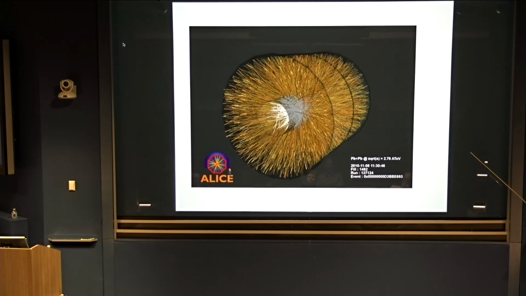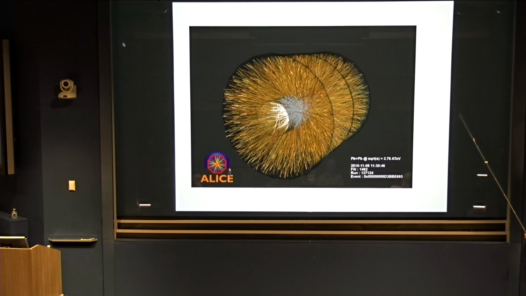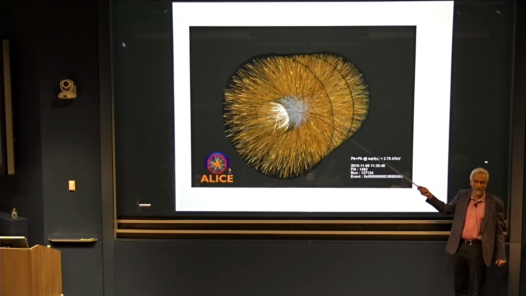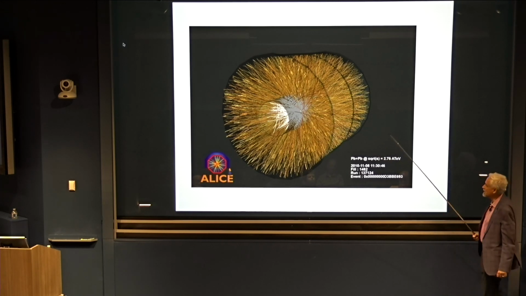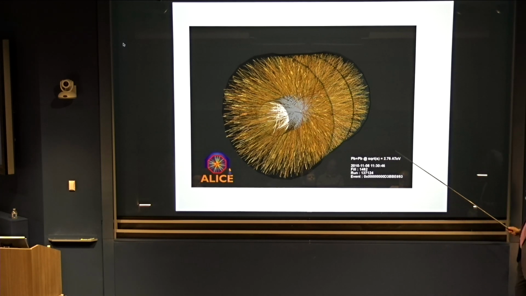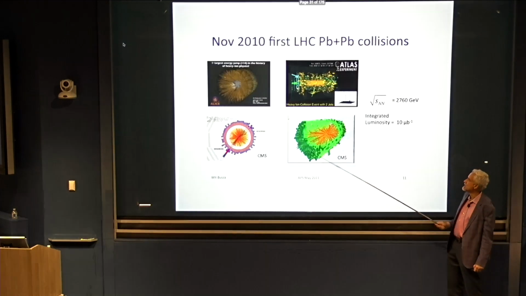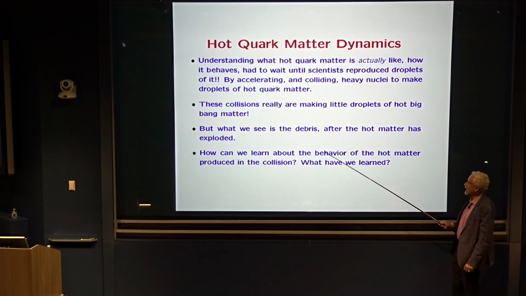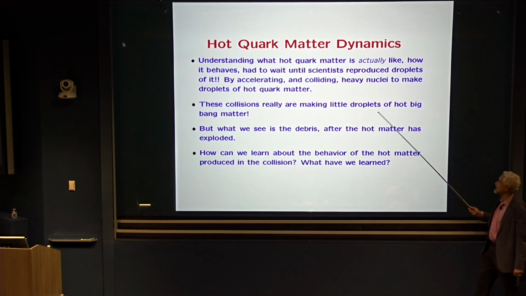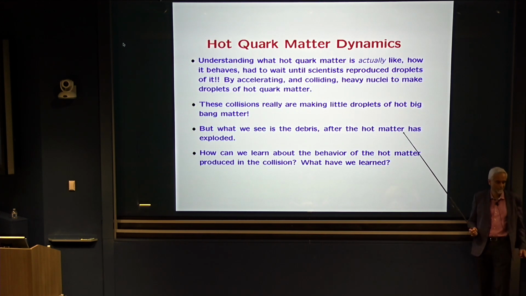These are enormously challenging experiments from the point of view of data flow rate also, because this is a typical picture, and you get 10 to the 9 of these pictures per second. So when a little drop of the Big Bang fluid explodes, this is what you see. This is what you see with photographs taken by the other cameras. And so these collisions really are making little droplets of the hot Big Bang, and what we see is their debris. So what can we learn?